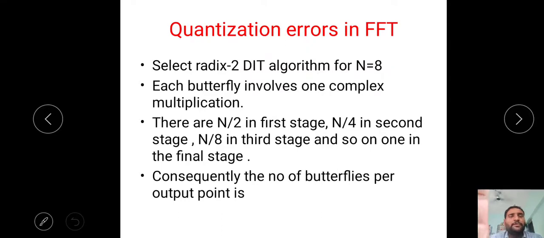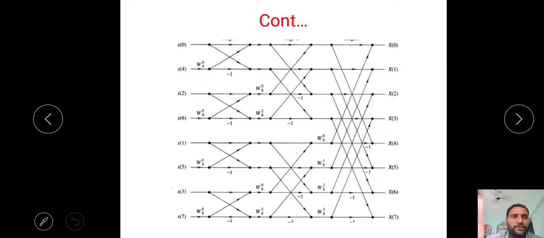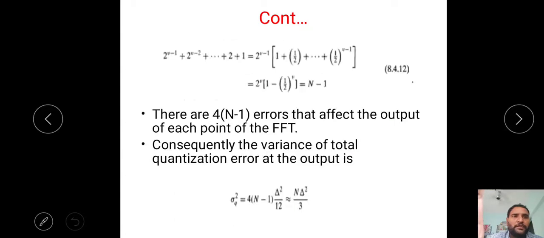Okay, quantization errors in the fast Fourier transform. Select the radix-2 DIT algorithm for N = 8. Each butterfly involves one complex multiplication. There are N/2 in the first stage, N/4 in the second stage, N/8 in the third stage, and so on to one in the final stage. Consequently, the number of butterflies for each output point is N minus 1. There are 4(N-1) errors that affect the output of each point of the FFT. Consequently, the variance of the total quantization errors at the output is sigma squared equal to N delta squared by 3.